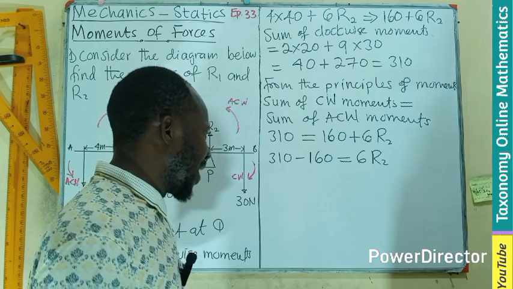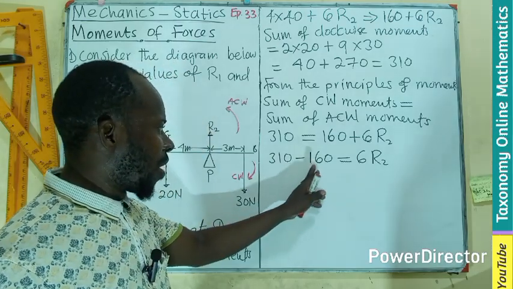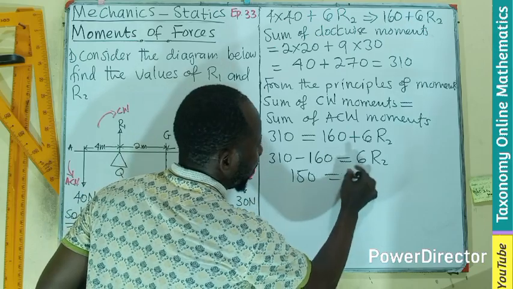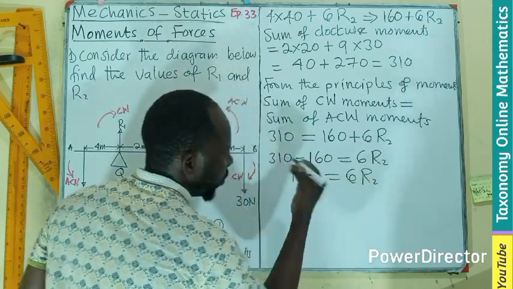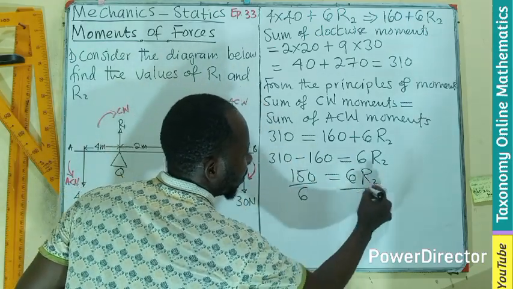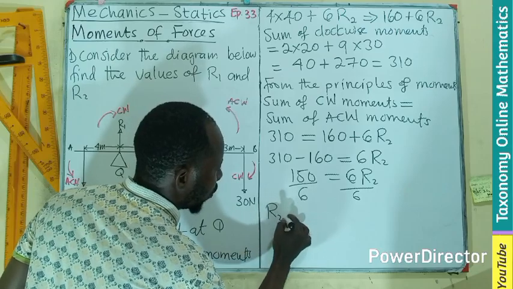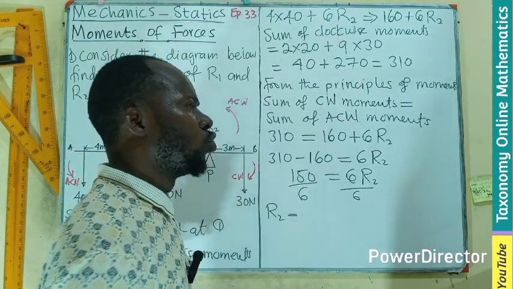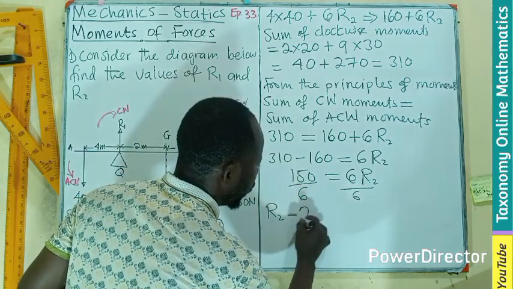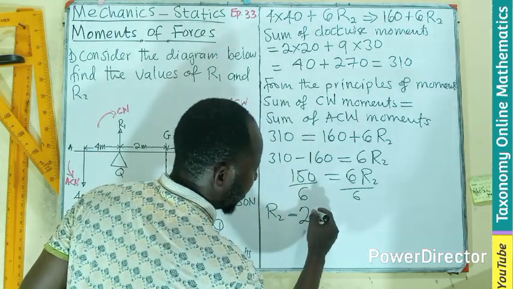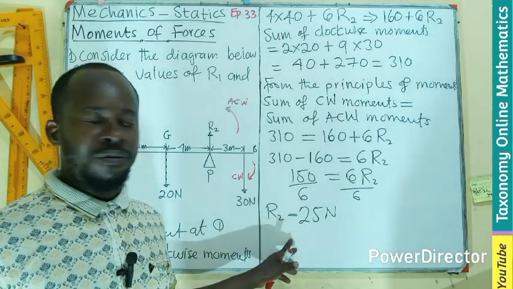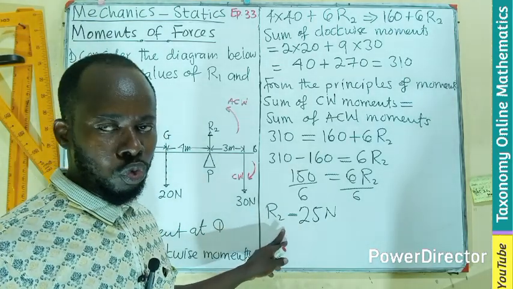This will be giving us, is it 150? 150, yes. We have 150 equals 6 R2, divided by 6. So R2 is going to be 6 go here, 2. So we have 2 remainder 3, 30, so 5. So we have 25 Newton for the normal reaction 2.